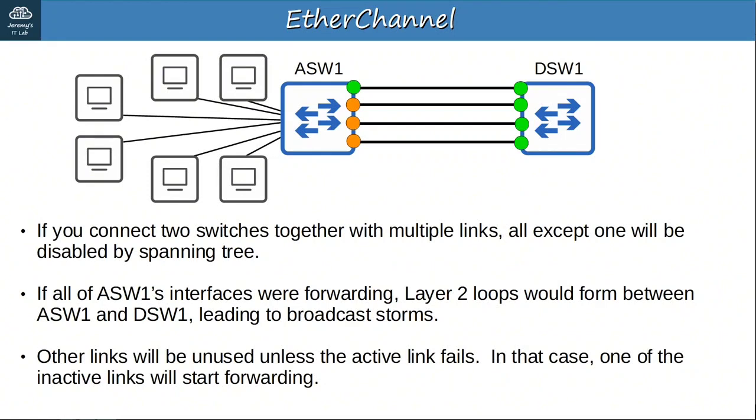So, although having backup links is a good thing, because failures can occur for various reasons, it's a waste of bandwidth to have these three interfaces disabled, not forwarding any traffic. However, by forming these four physical interfaces into one logical interface, EtherChannel can solve this problem, giving us both redundancy and increased bandwidth.